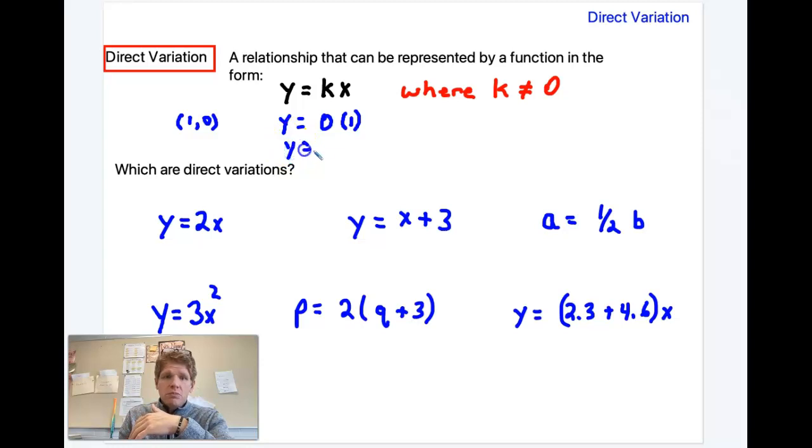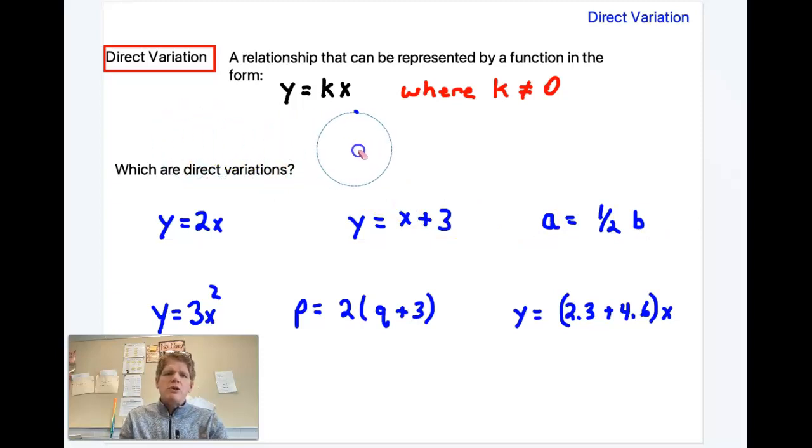Then if x was equal to 2, again, we would have 0. No matter what value we put in for x, it's always going to give us 0. So that will give us a horizontal line, and that's not going to work. So y equals kx whenever k is not equal to 0.